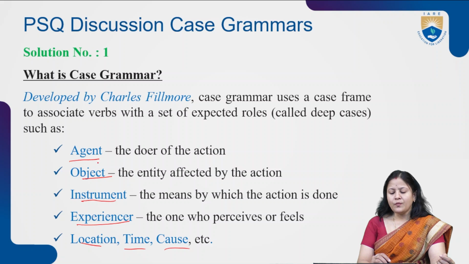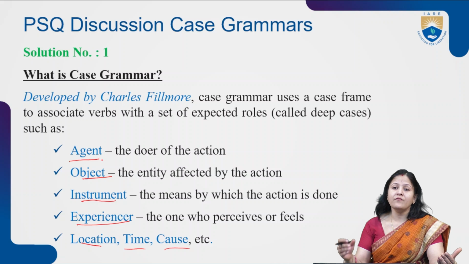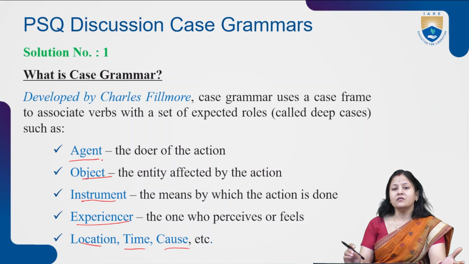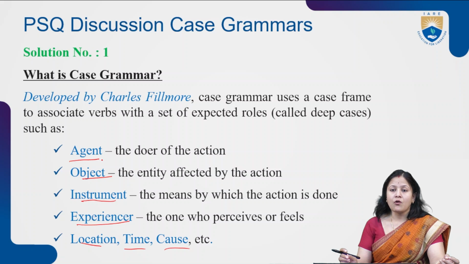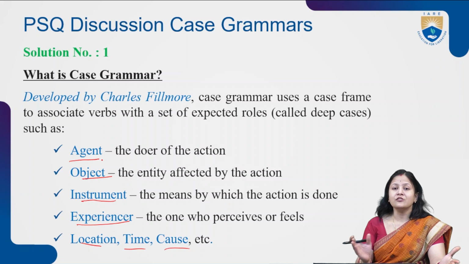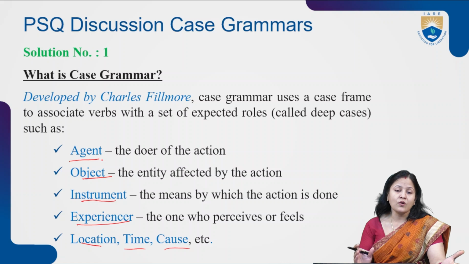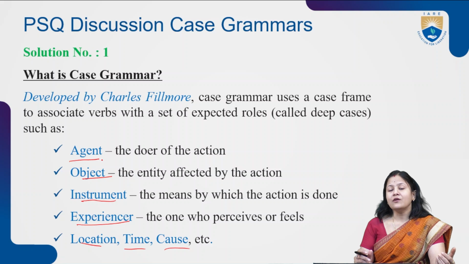Here, agent means the doer of the action, and the object case means the entity affected by the action. The instrument case means the means by which the action is performed, and the experiencer case means the one who perceives or feels. Location means where the action is performed. Time means at what time the action is performed, which is related to the tense, whether present, past or future. Even cause, why the action happened, can be represented with the cause case.